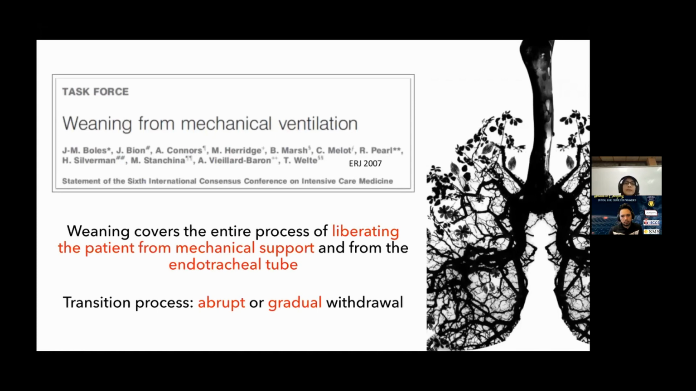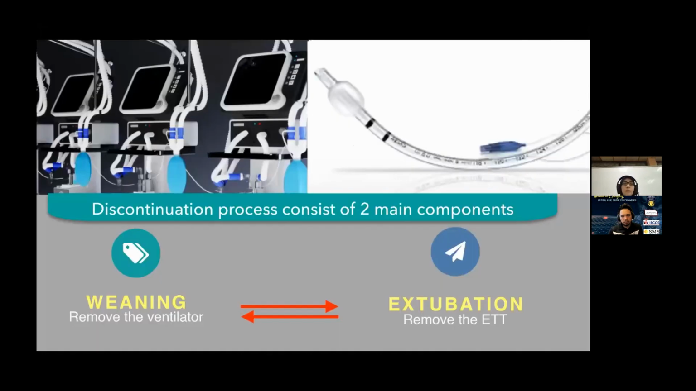Weaning, the discontinuation, consists of two components: either removing the patient from the ventilator or removing the ETT from the patient. So you need to understand the definition of weaning, because some of you think weaning is just removing the ETT from the patient. So basically, when you want to remove the patient from the ventilator or you want to remove the ETT from the patient, it is also considered weaning.